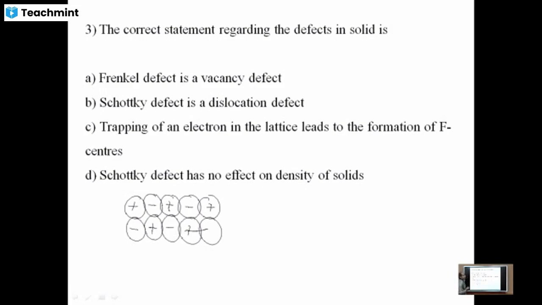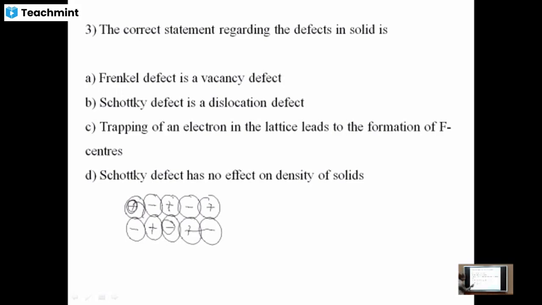What is Frenkel defect? It is nothing but shift or dislocation of a smaller ion, usually cation, from its lattice site to an interstitial site. Because of this shift, density remains the same. Because mass is the same, volume remains the same, density remains the same. Then what is the Schottky defect? Schottky defect is nothing but missing of equal number of positively charged ions and negatively charged ions from their lattice sites.